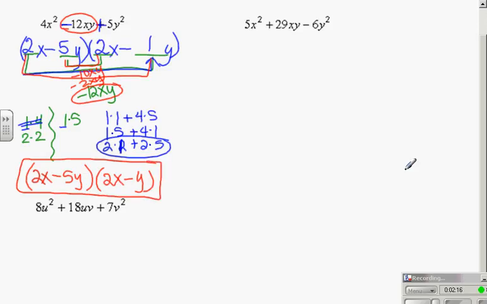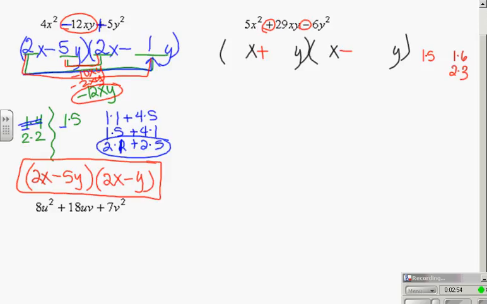Let's look at the next example. 5, 29, and 6 don't have any common factors. So put an x on each side, put a y in the back of each side. Now I'm looking at plus, minus. That is one sign of each. It doesn't matter which order you put them in. I have to figure out how the factors of 5 are going to combine with the factors of 6 in such a way as to make positive 29.